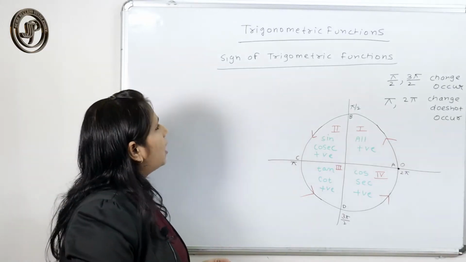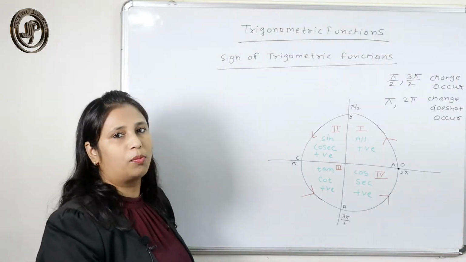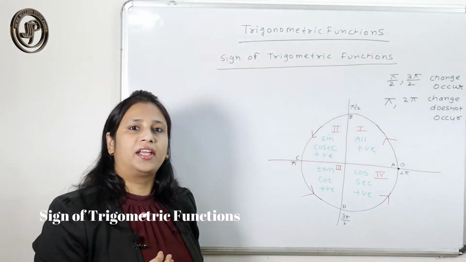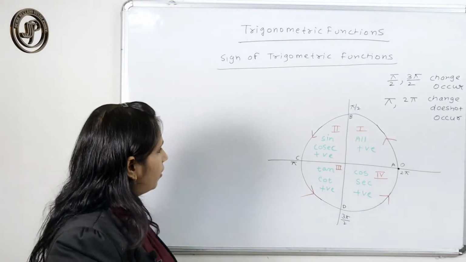So let's start with the sign of trigonometric functions. So what are trigonometric functions? We have 6 trigonometric functions that we studied in our previous class, that is sine, cos, tan, cosec, sec, cot. So these are the 6 trigonometric functions.